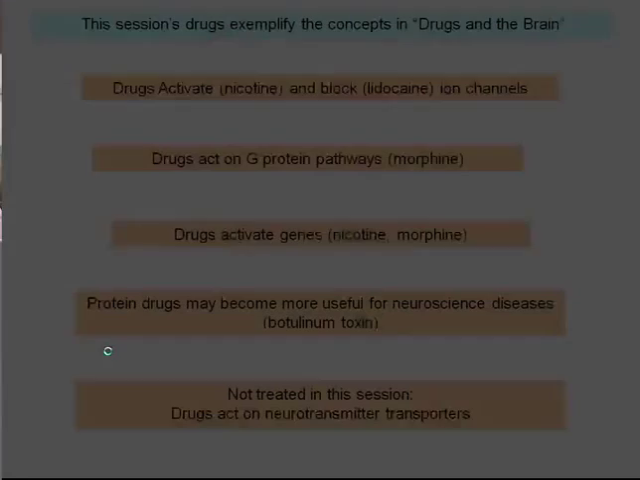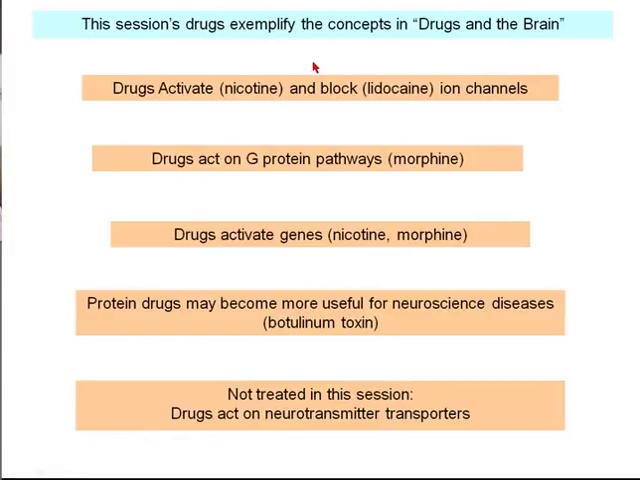So these are our 4 examples, and they exemplify the concepts that we are going to discuss in Drugs and the Brain. Drugs activate and block ion channels. Nicotine activates, lidocaine blocks ion channels. Drugs act on G-protein pathways, for instance, morphine. Eventually, if an organism is exposed to drugs, both nicotine and morphine activate genes, an important concept in chronic exposure to drugs. Botulinum toxin is an example of a protein drug, and this class may become more useful for neuroscience diseases eventually. Botulinum toxin is really the only example at the moment.